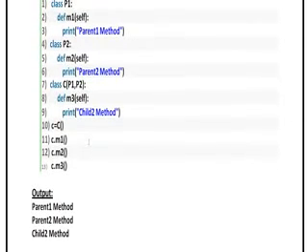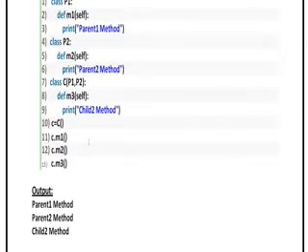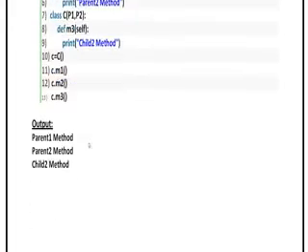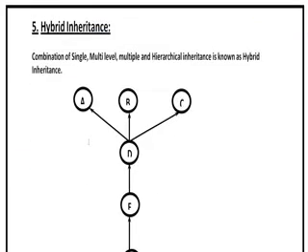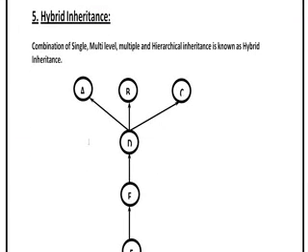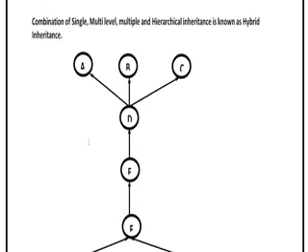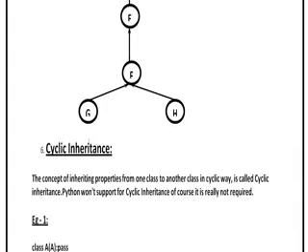These are the outputs I am going to get, based upon the names I have defined. Next, hybrid inheritance. Hybrid inheritance is a combination of single level inheritance, multi level inheritance, multiple inheritance, and all these things. Or you can say it is a combination of two types of inheritance.